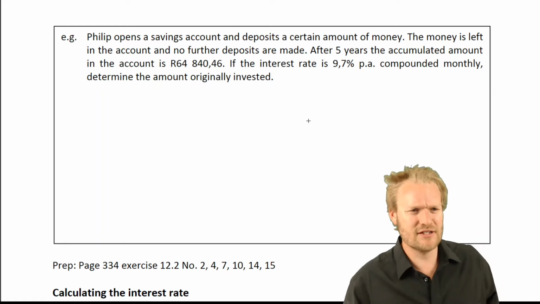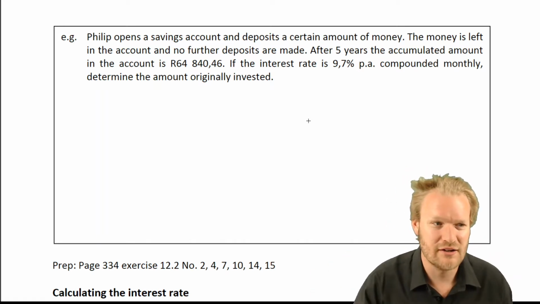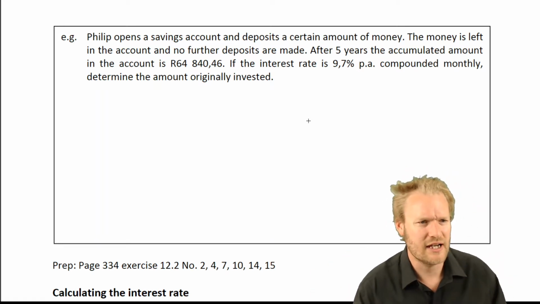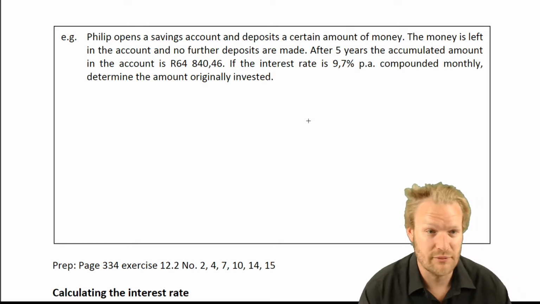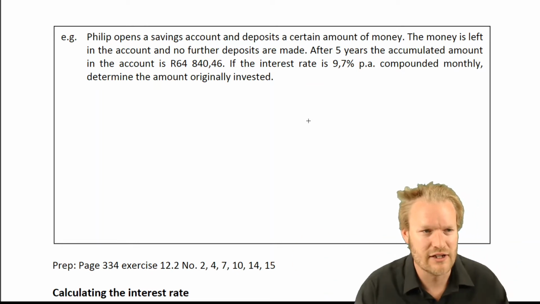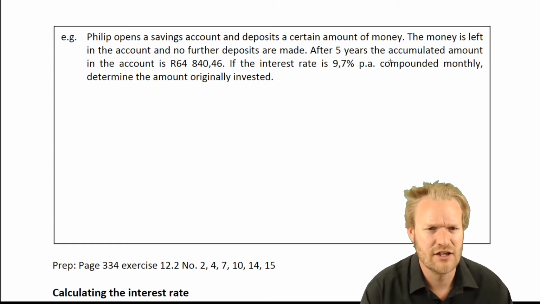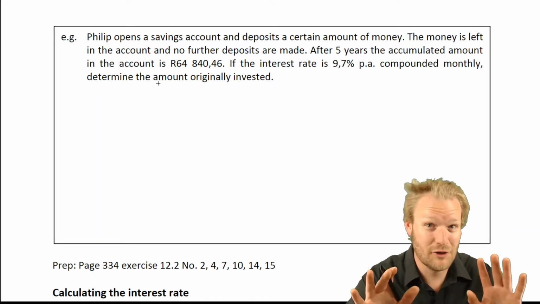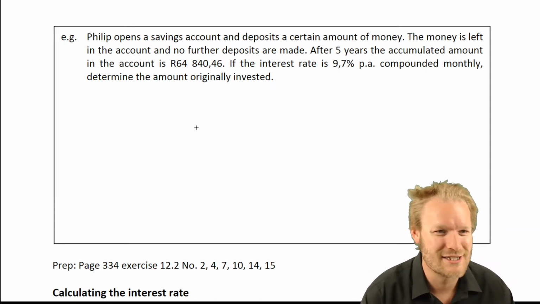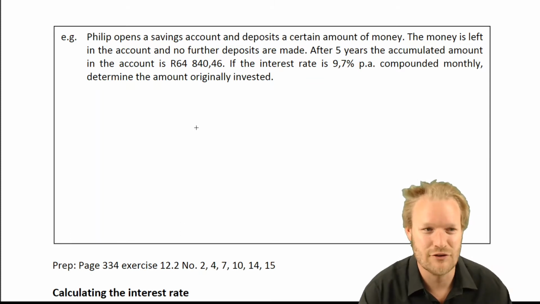Philip opens a savings account, deposits a certain amount of money. Money is left in the account and no further deposits are made. Cool. So he puts the money in, invests it for 5 years. So after 5 years, the accumulated amount in the account is 64,840 Rand and 46 cents.